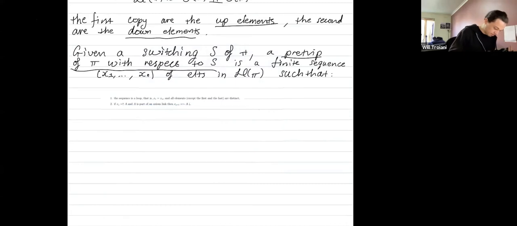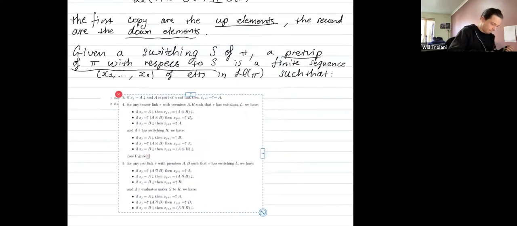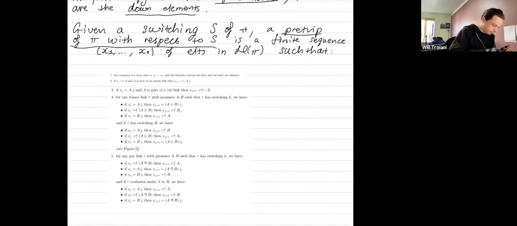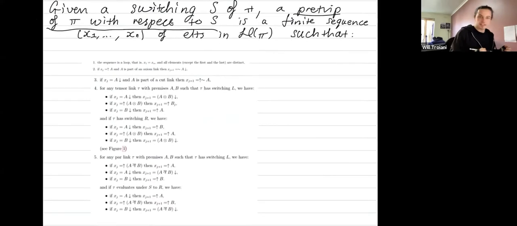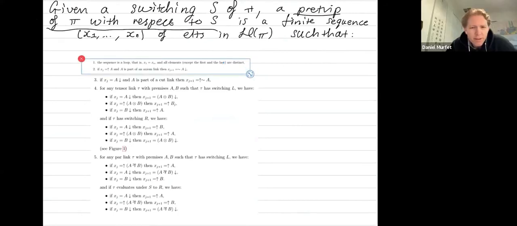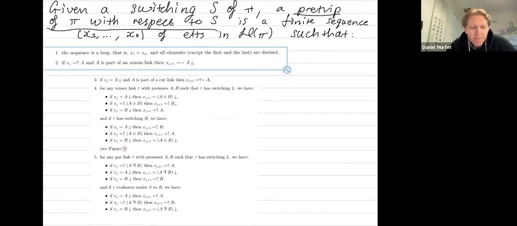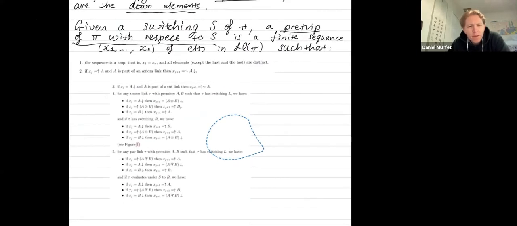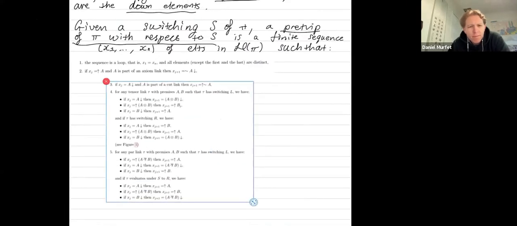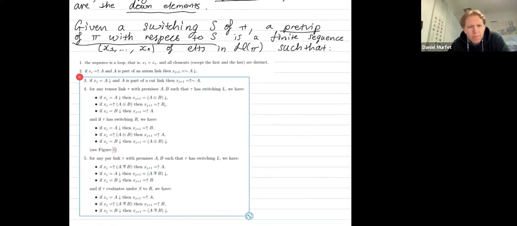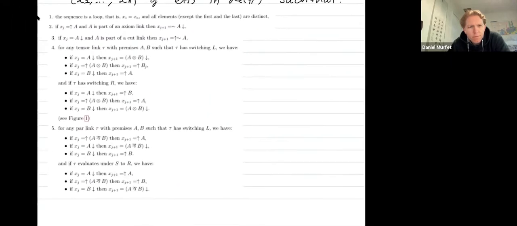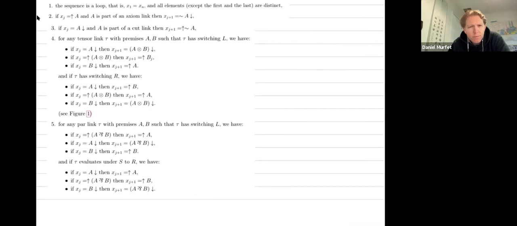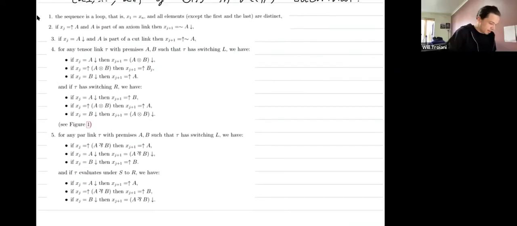Oh my goodness, I'm getting my screenshots confused. This is the problem with this method. Is that big enough? I would say no. Yeah. Hopefully we can see this.